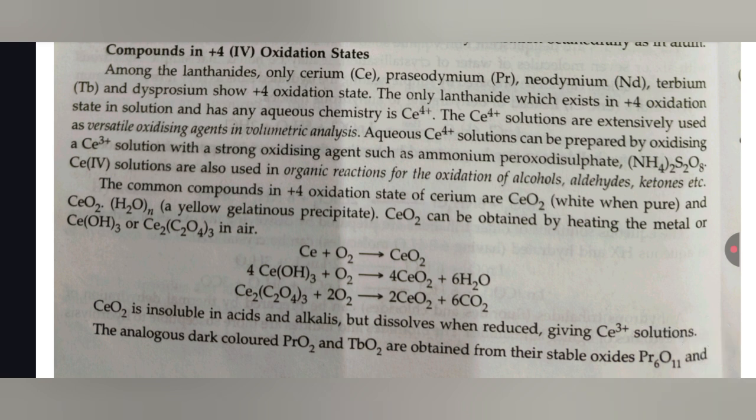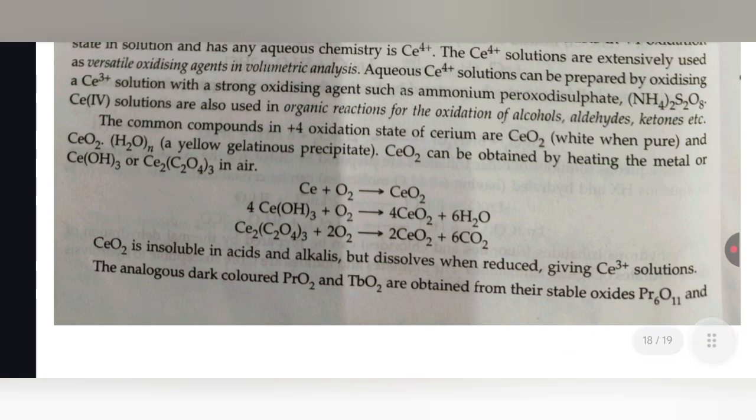Compounds in +4 oxidation state. Among the lanthanides, only cerium, praseodymium, neodymium, terbium, and dysprosium show the +4 oxidation state. The only lanthanide which exhibits the +4 oxidation state in solution, having aqueous chemistry, is Ce4+. The Ce4+ solutions are extensively used as versatile oxidizing agents in volumetric analysis. Aqueous Ce4+ solution can be prepared by oxidizing a Ce3+ solution with strong oxidizing agents such as ammonium peroxydisulfate. Solutions are also used in organic reactions for the oxidation of alcohols, aldehydes, ketones, etc.